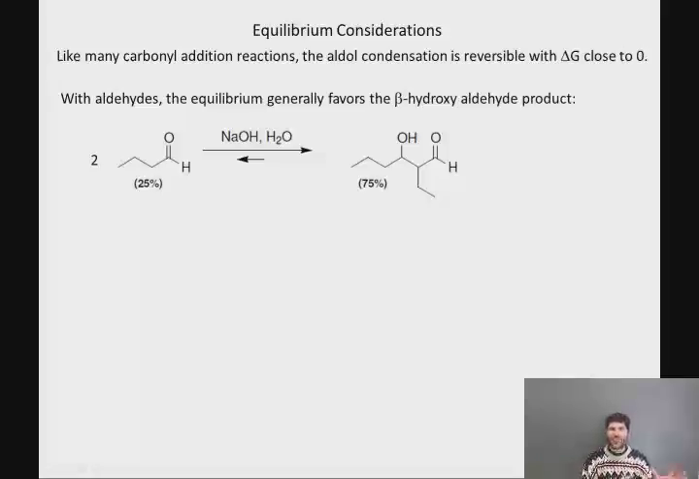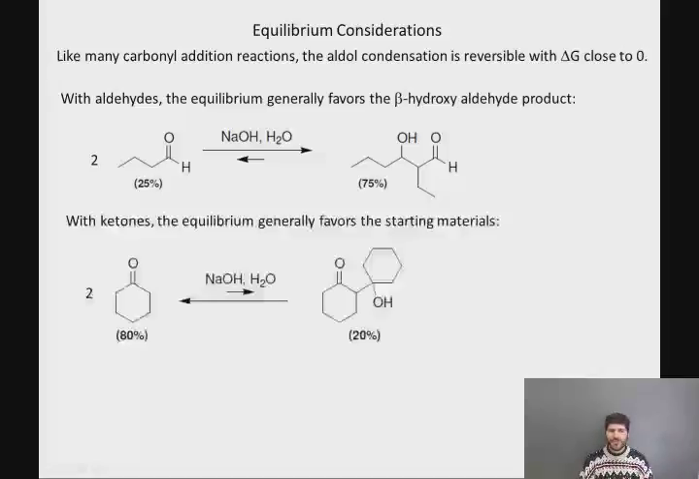With ketones, on the other hand, the equilibrium will generally favor the starting materials. The self-condensation of cyclohexanone, to give an aldol product here, would favor the starting materials in about an 80 to 20 ratio.